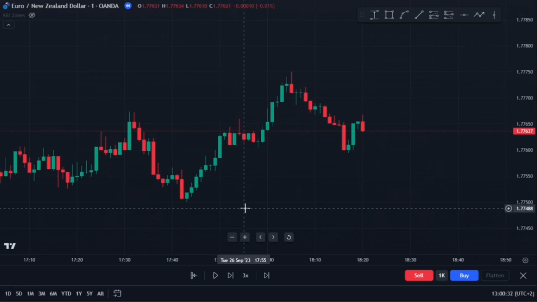You can use whichever time frame you want. The strategy works for all time frames. You can use the 5 minute time frame, the 15 minute time frame, the 30 minute time frame, whichever time frame you want to use. I just prefer using the 1 minute chart because it is one of my favorite time frames to use.